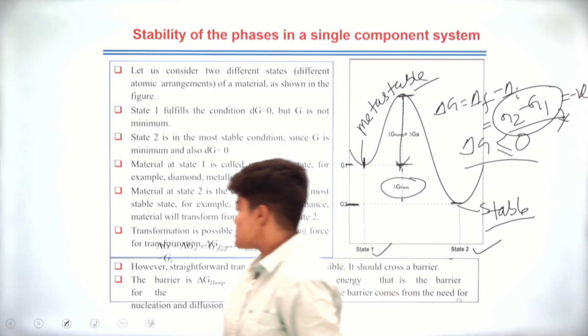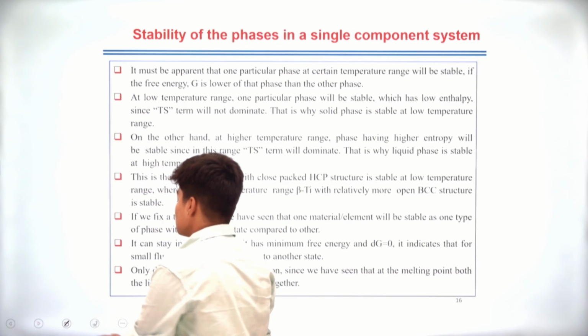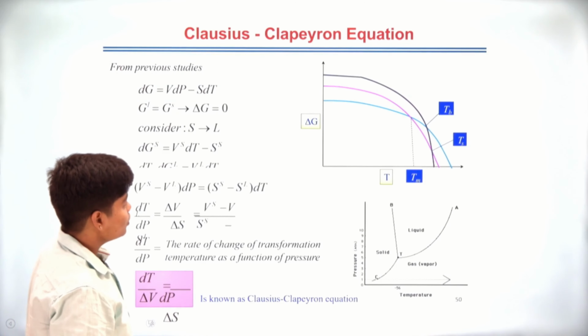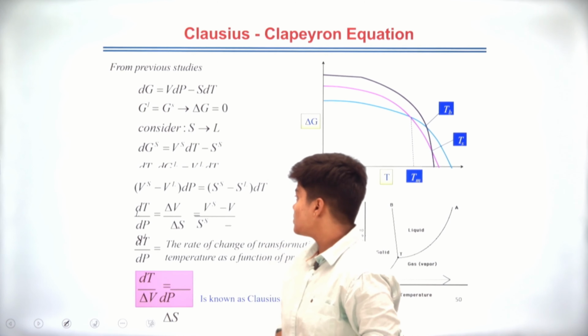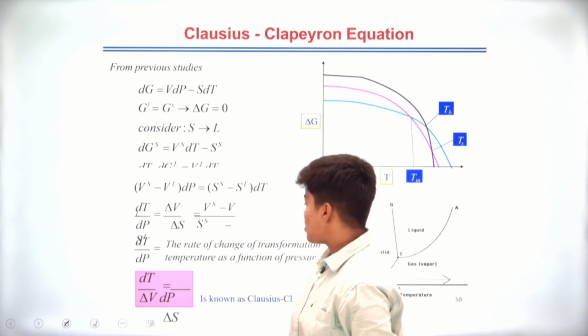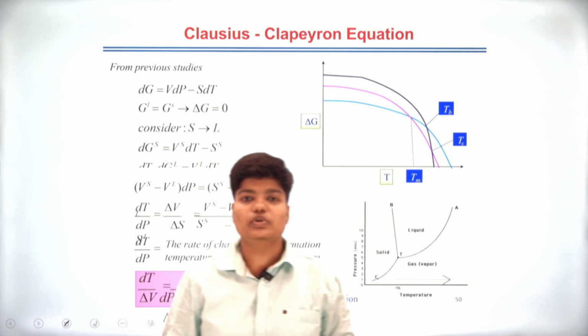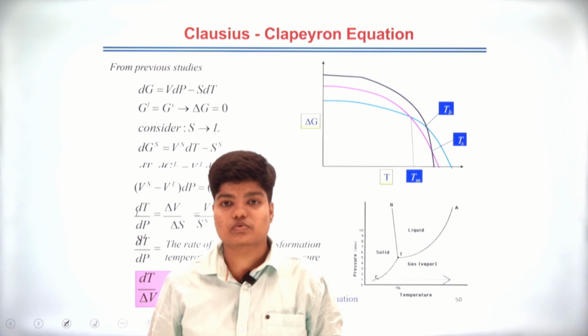In the next classes we'll discuss the Clausius-Clapeyron equation. This is the most important equation for the stability of the phases. It is in the form of pressure and temperature. In the next class we'll discuss this and the application of this equation.